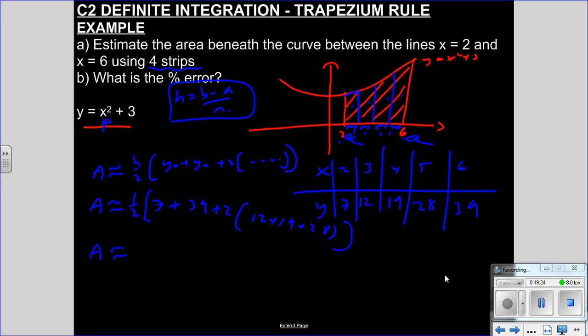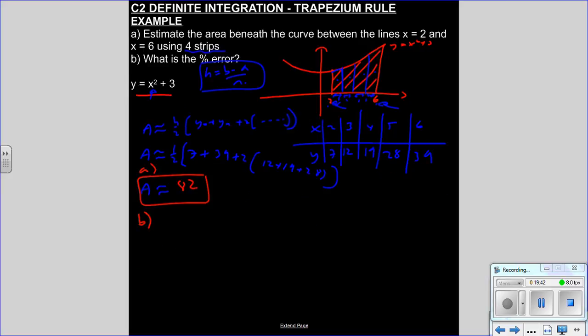Let's use our calculator. If you see the trapezium rule, you should be thinking score. These are easy marks. Divide by 2, so it should be 82. That's part A. Part B says, what is the percentage error? Remember, this is an approximation of the curve, and the way to make the approximation better would be to have more strips so it more accurately depicts the curve.